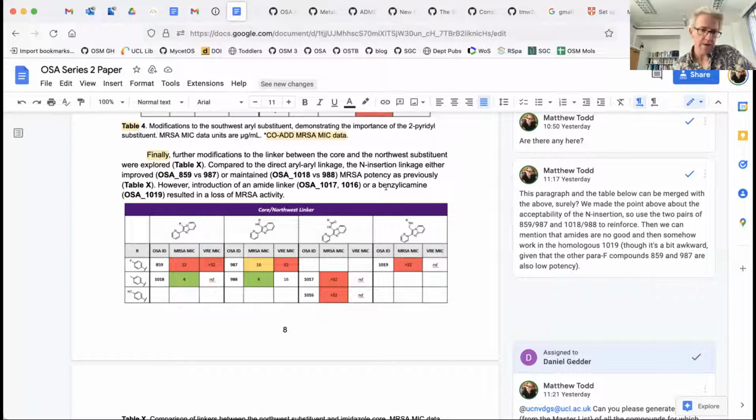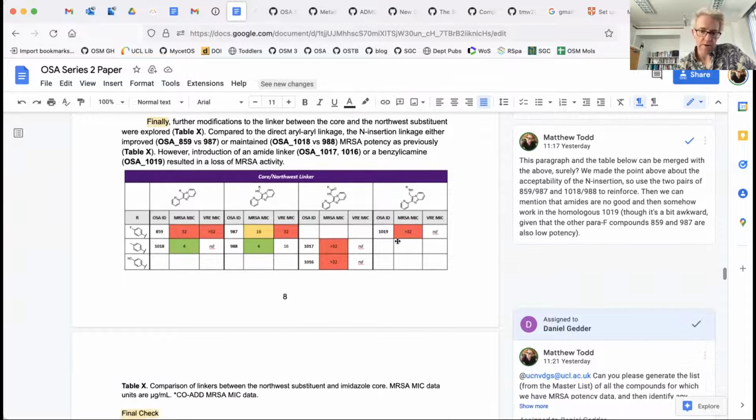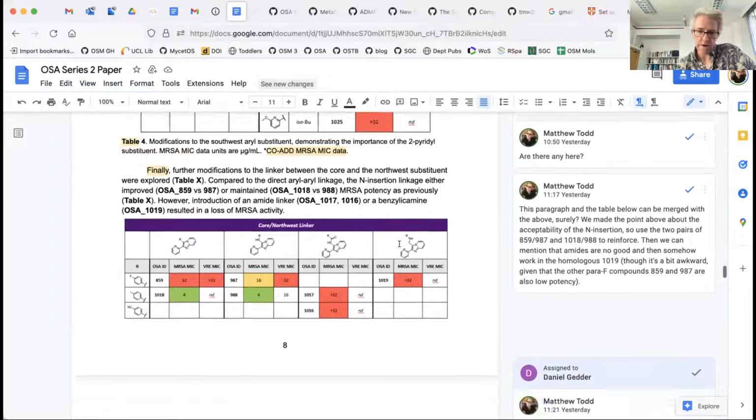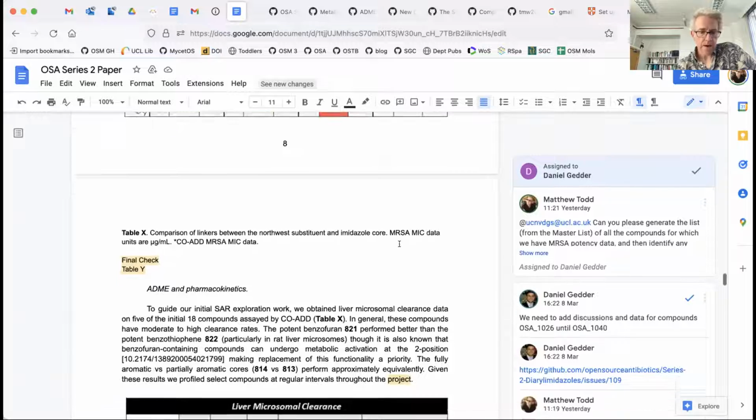One of the neatest bits of the SAR is where we demonstrate the 2-pyridyl structure is needed, that a 2 coordinating group isn't any good. It's a 2-pyridyl that's necessary, and I want to make sure that is really clearly done before we worry about the homologous series and the N bridging series. So the comments there are to do with that, and I think again that this has been assigned to people.